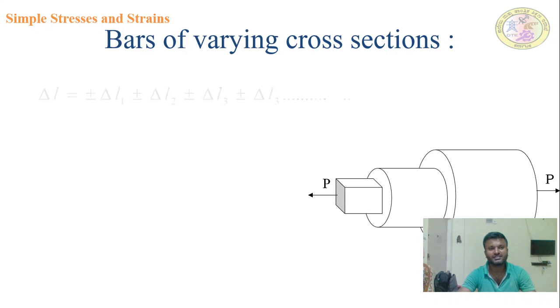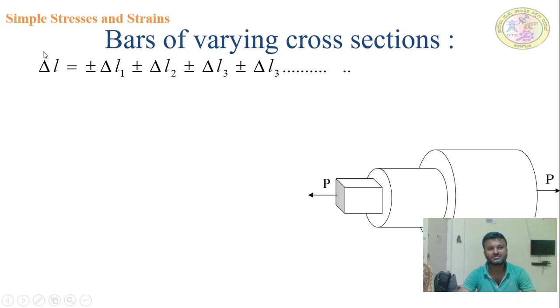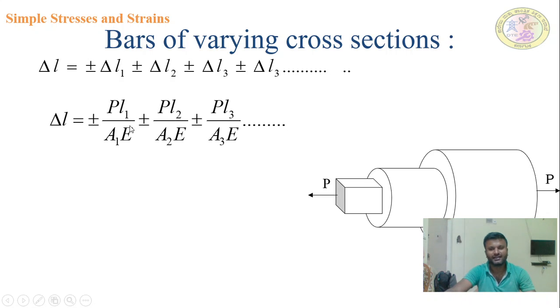Delta L is equal to the total change in length. There are a number of sections, so it is equal to plus or minus delta L1, plus or minus delta L2, plus or minus delta L3, plus or minus delta L, whatever the sections we are having subject to axial loads. Plus or minus refers to whether it is compressive or tensile in nature, whether it is elongated or contracted. Then what is meant by delta L? Already we have generated PL by AE in general.